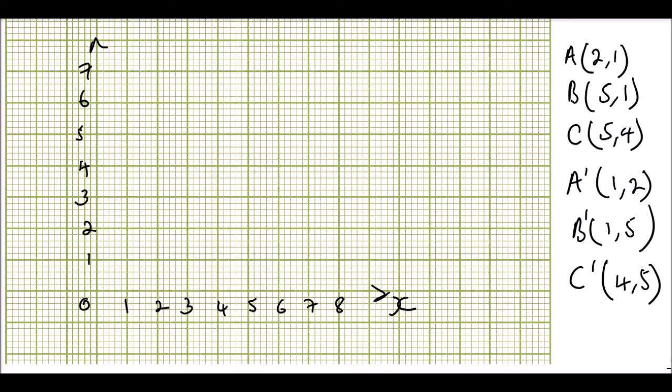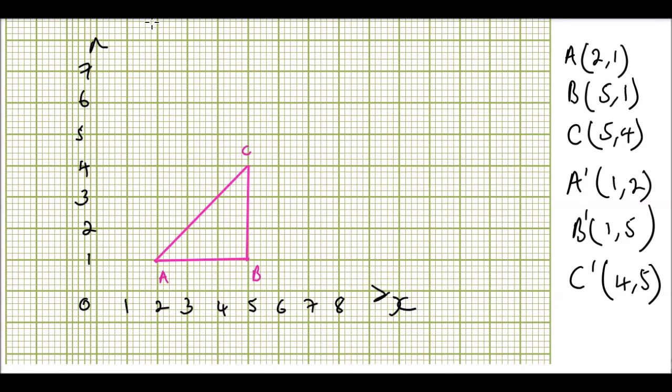So let's first of all plot the object. A is at (2, 1), that is where we have our A. Our B is at (5, 1), and our C is at (5, 4). We join the three points, and that is our triangle ABC.